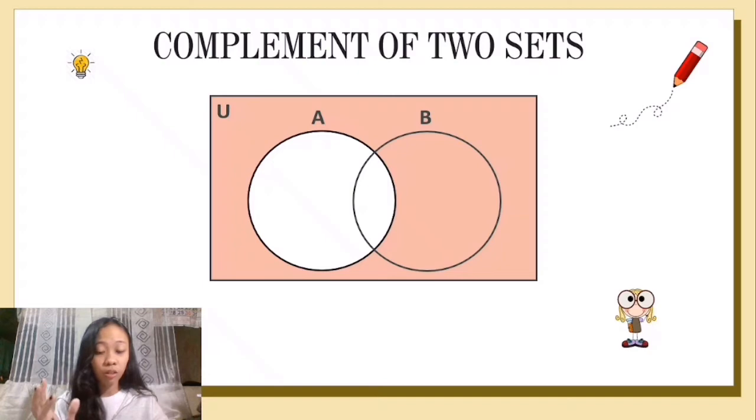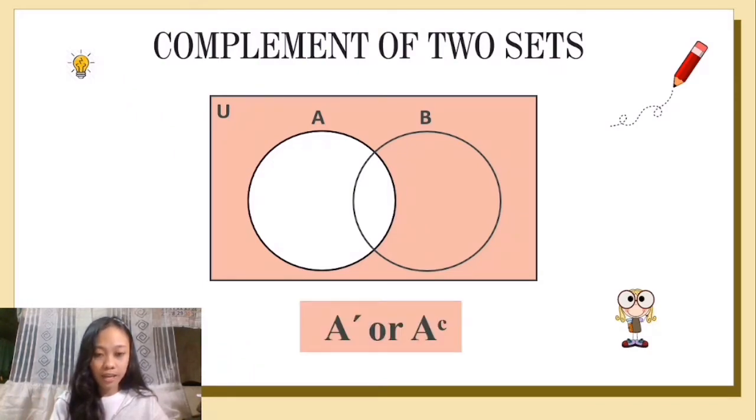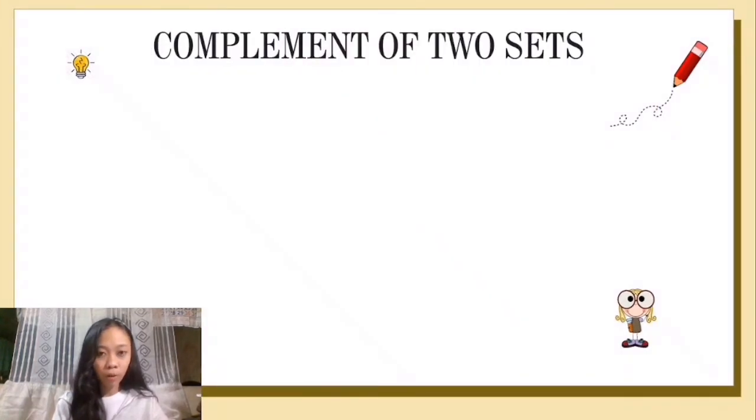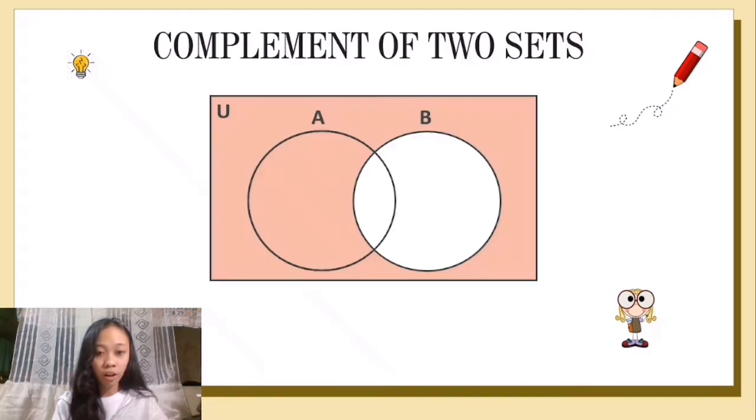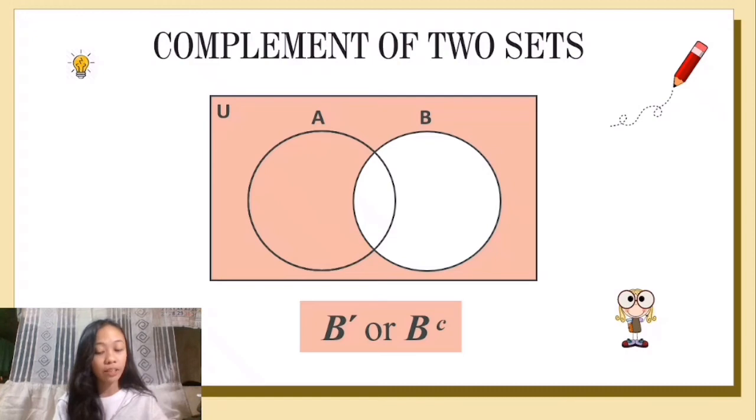That shaded part of our Venn diagram refers to the complement of set A, which is denoted by this symbol. So, you could either use this one or this one. Pareho lang po yan. So, this refers to the complement of set A. Of course, the complement of set B. So, this shaded part, color pink, represents the complement of set B. Ibig sabihin, yung element na nasa universal set pero wala kay set B. So, let's have an example.